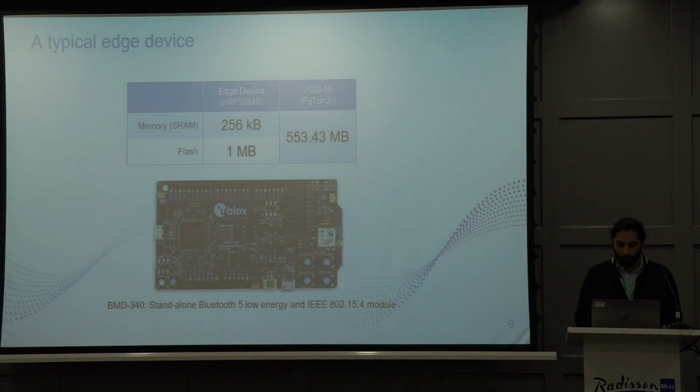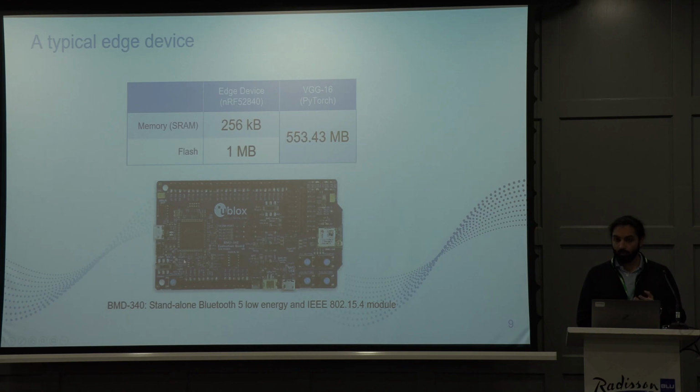Because if you go to a typical edge device, the memory in this is orders of magnitude smaller than what a typical neural network needs. And VGG16, mind you, is from a good few years in the past. Now we have neural networks touching billions of parameters, or a couple of billions in some cases. So for the project I was doing, we used this BMD 340 board.